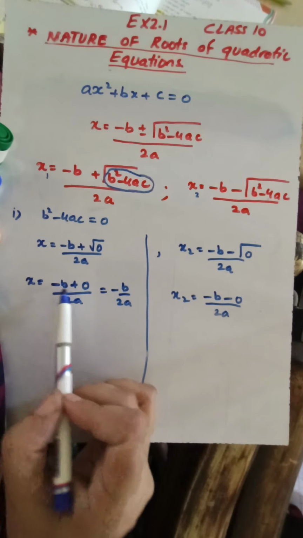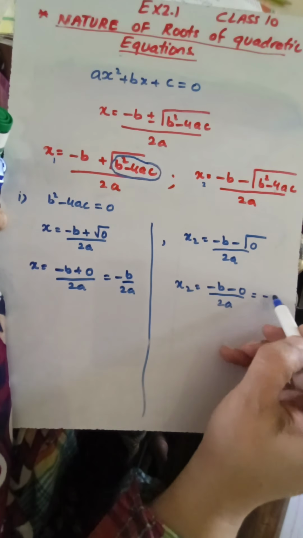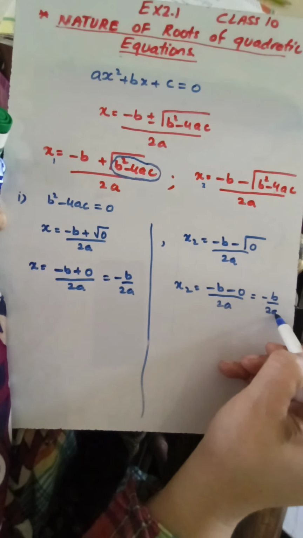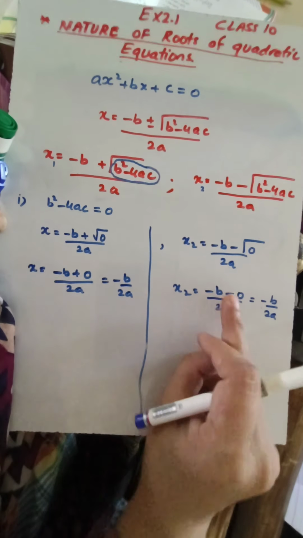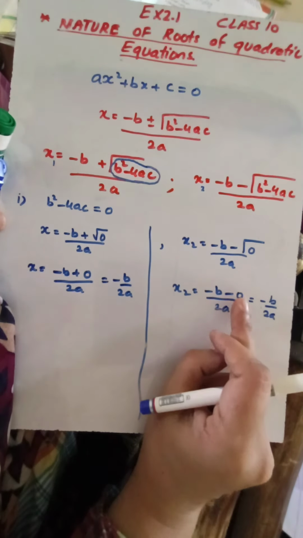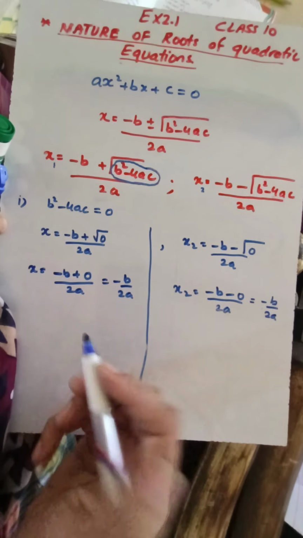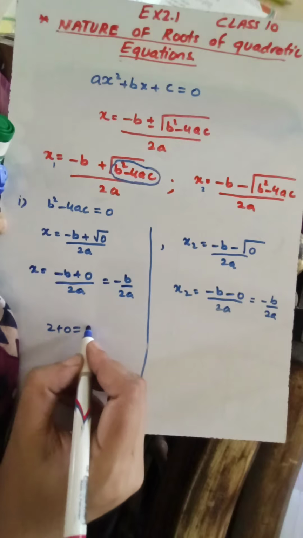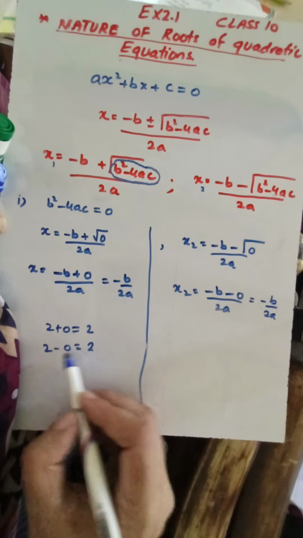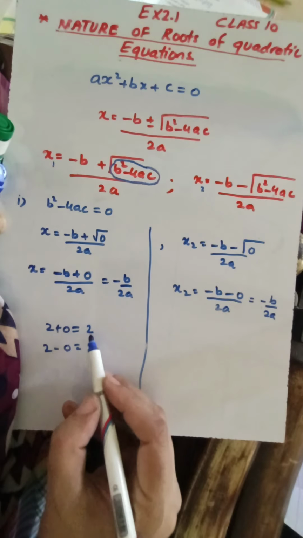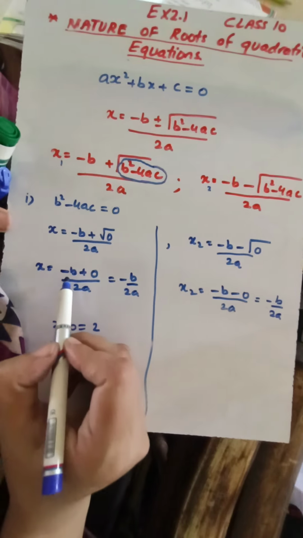it means that negative b plus 0 and negative b minus 0 will have the same answer, because 0 does not affect negative b whether it is added to negative b or subtracted from negative b. 0 is the only number which does not affect any number when it is added to that number. For example, 2 plus 0 is always 2, and 2 minus 0 is also 2. It means that this 0 has no effect on the number 2. Same is the case for all the numbers, and same will be the case for negative b.